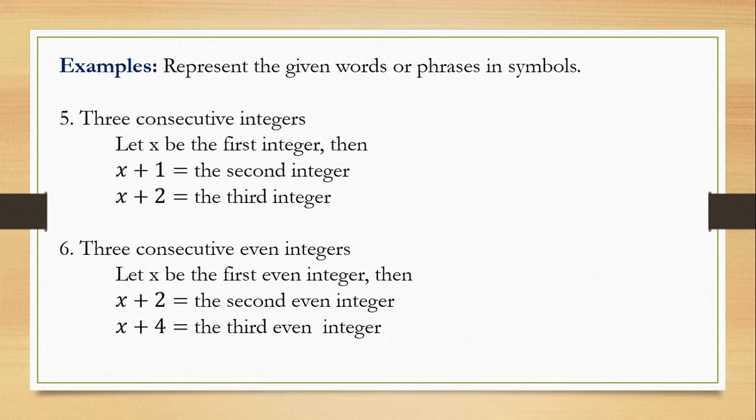And then next we have three consecutive integers. Let x be the first integer, then x plus 1 is the second integer, and x plus 2 is the third integer. For three consecutive even integers, we are looking for the even. So let x be the first integer, x plus 2 the second integer, and then x plus 4 will be the third even integer.